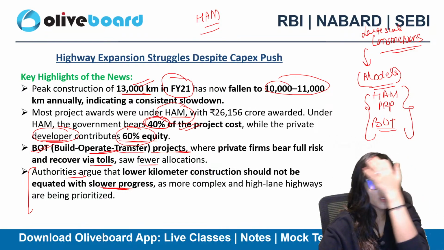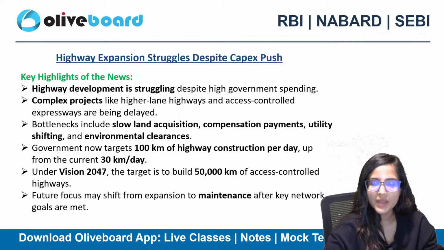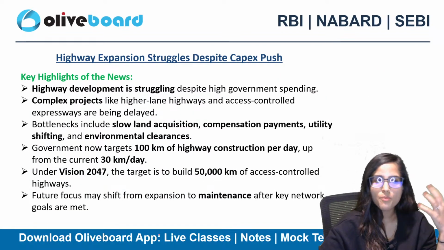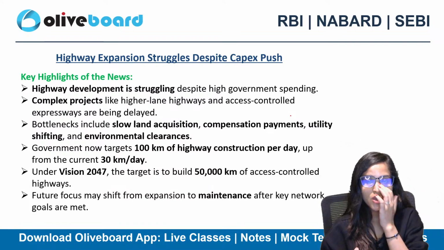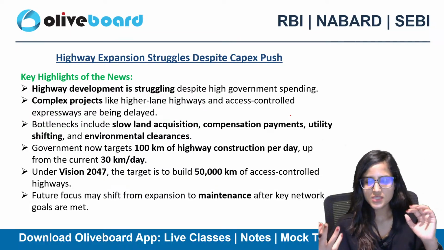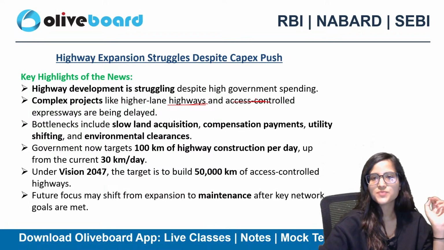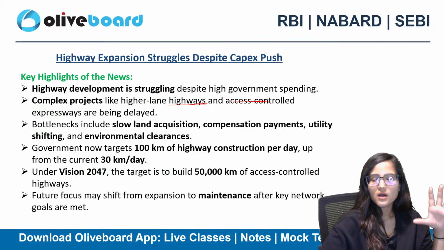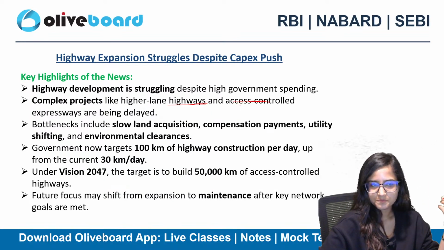That doesn't mean there is slow progress. The highways have just become more complex. We are focusing on complex highways, so we have 6-lane highways and all. It has become very complex to develop these highways. We are going with higher lane highways, access controlled expressways. That is why it is complex. It is not slower progress. That is what the authorities are saying.